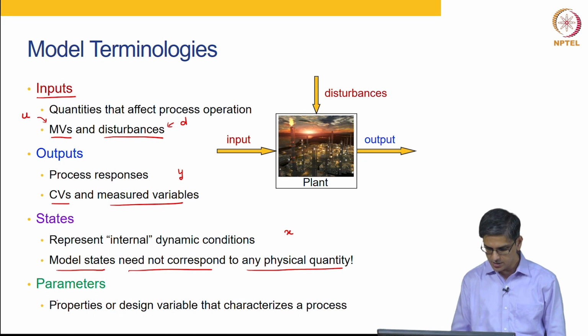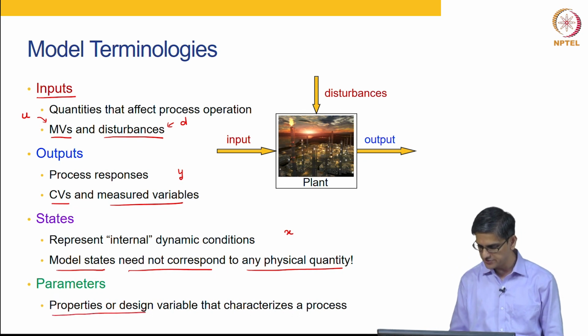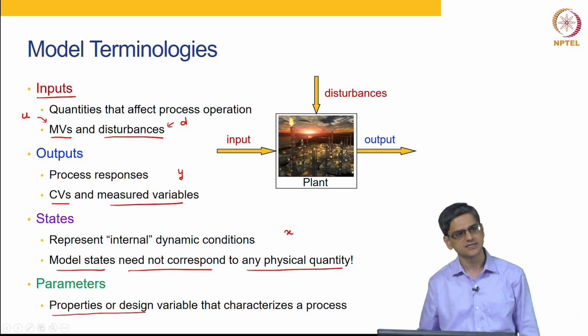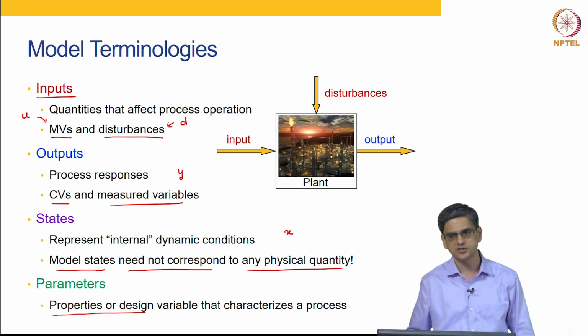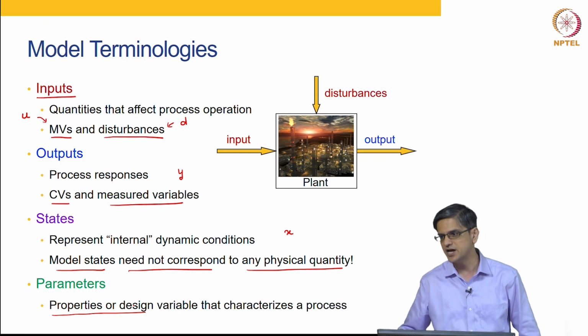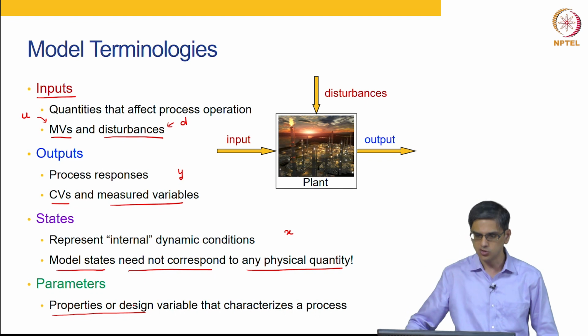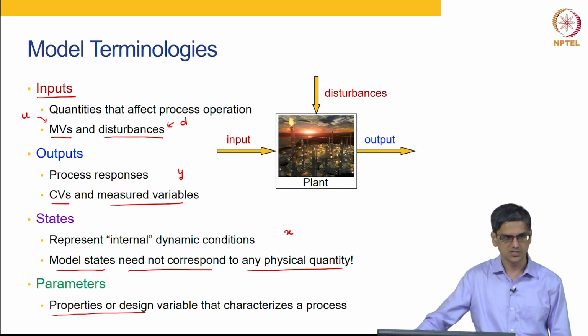And then finally, parameters. So, these are properties or design variables that are used to characterize a process. For example, heat transfer coefficient would be one example, the rate constant for a reaction, heat of reaction, specific heat, those are all examples of parameters of the system.